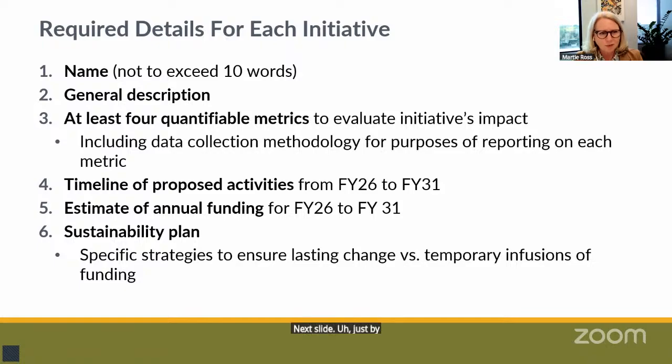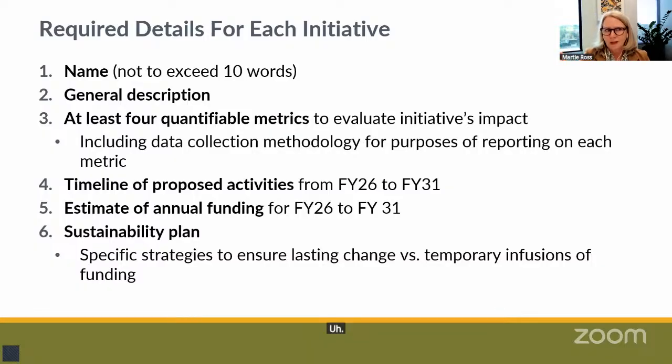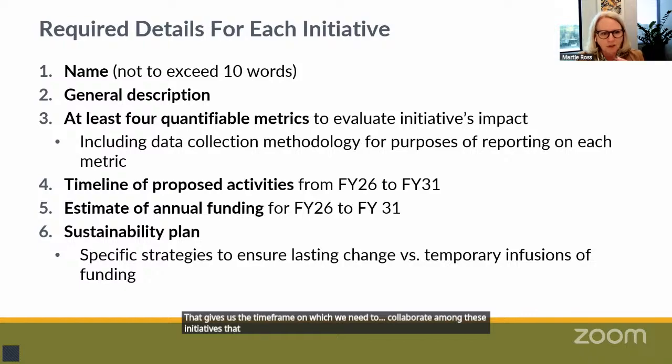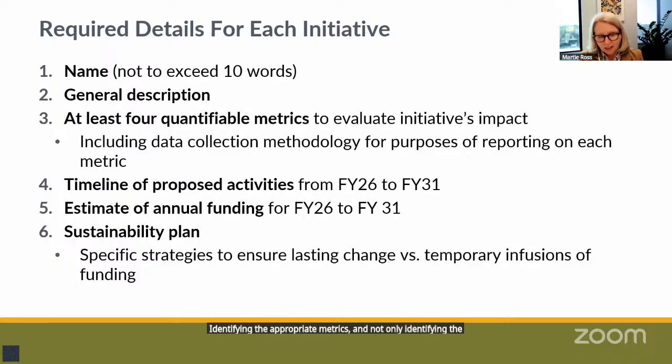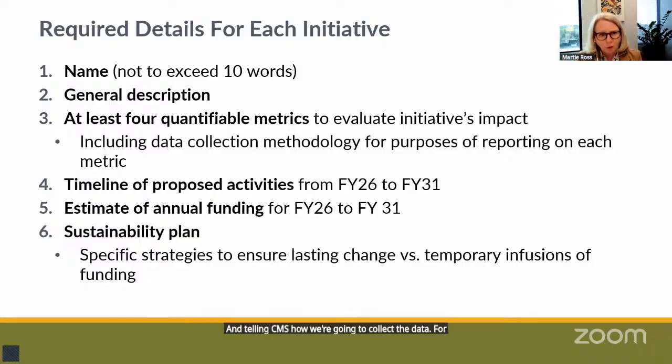Just by way of reference, when we have to develop an initiative, these are the key elements that are going to be required for the application. So if I'm thinking of filing an application in 27 days, and I know the application has to detail all this information about the initiatives, and assuming it takes some time to actually write the application, that gives us the time frame on which we need to collaborate among these initiatives that we're going to develop, providing that general description, identifying the appropriate metrics, and not only identifying the metric, but setting a target and telling CMS how we're going to collect the data for purposes of reporting on that metric.